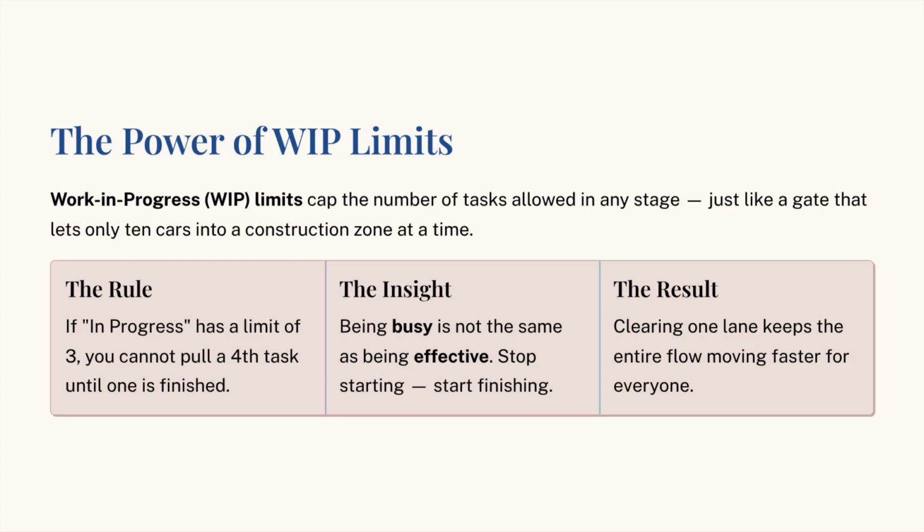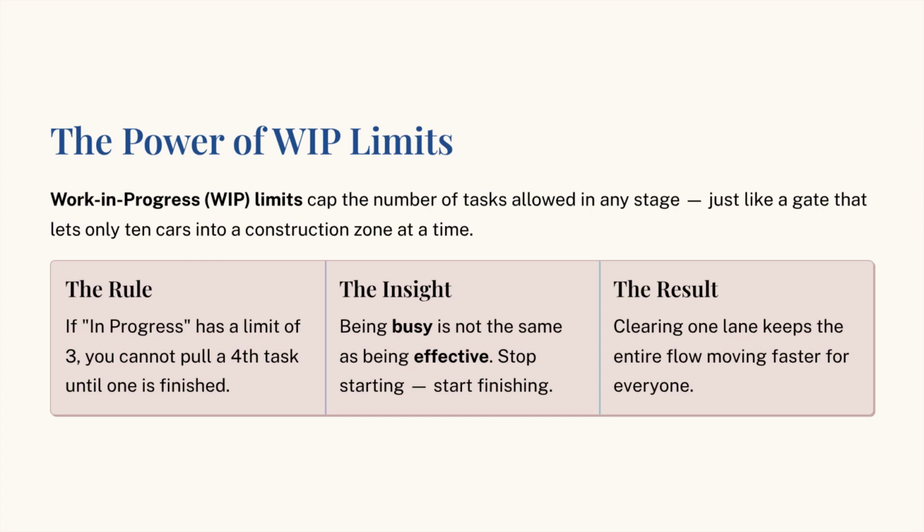Back to our Mumbai highway. What if we had a gate that only allowed 10 cars into the construction zone at a time? If the zone is full, the 11th car has to wait. By stopping the inflow, we ensure the cars inside can actually move and the construction workers can finish their job without being swarmed. This is what we call work in progress or WIP limits.